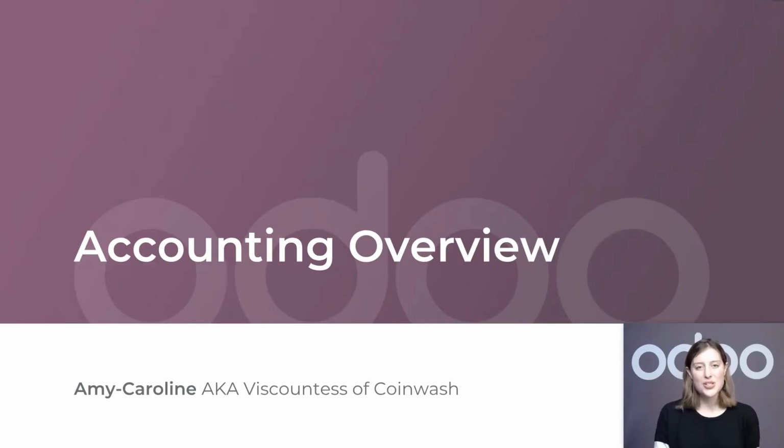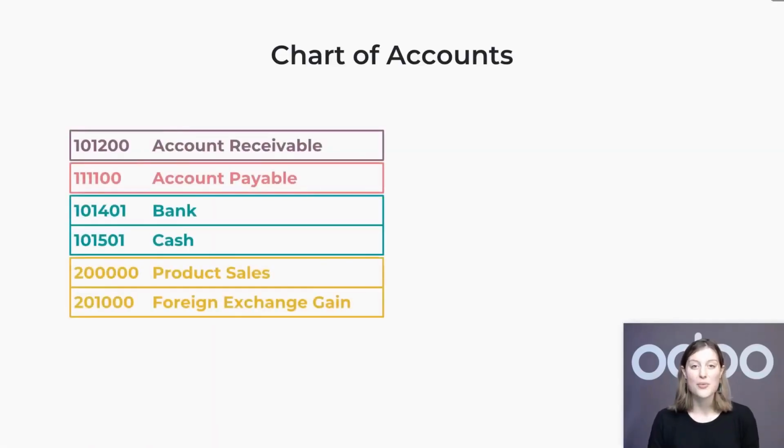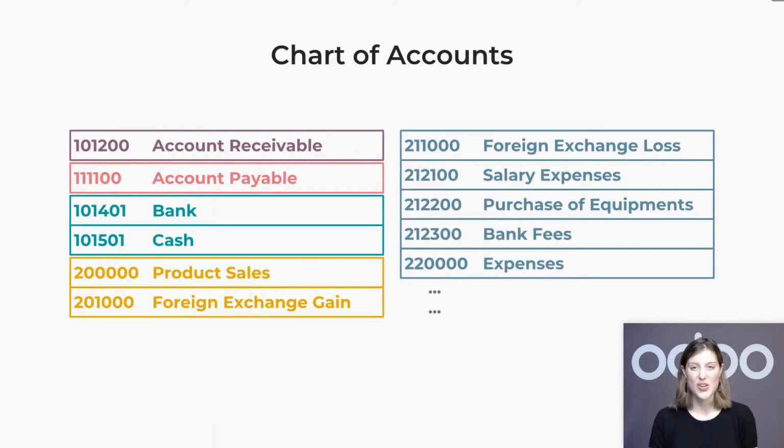Now, before diving into the how-tos, let's start by reviewing a few key concepts that are at the core of our accounting app, starting with the chart of accounts. It's a list of all of the accounts in which we can classify every financial operation. For example, there can be accounts such as accounts receivable, where we add what our clients owe us, or a cash account that is dedicated to keeping track of the transactions involving cash.